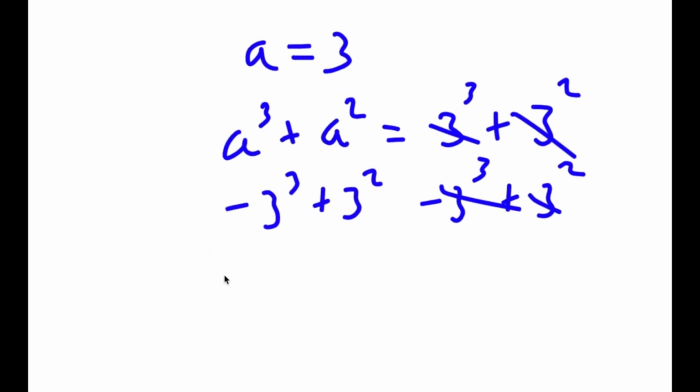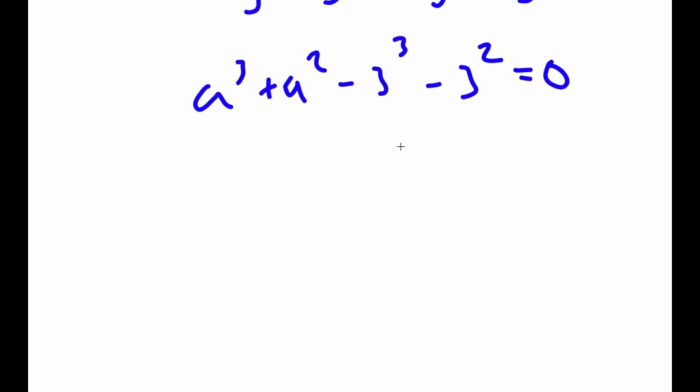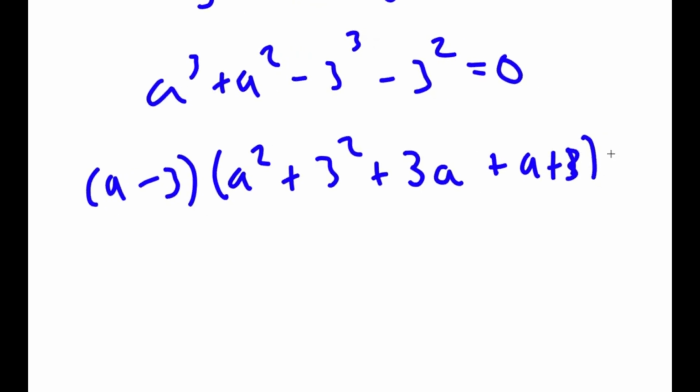So these two cancel out. I get a to the power of 3 plus a squared minus 3 to the power of 3 minus 3 squared, sorry, is equal to 0. Now I can rewrite this to be in the form a minus 3 times a squared plus 3 squared plus a plus 3 is equal to 0.